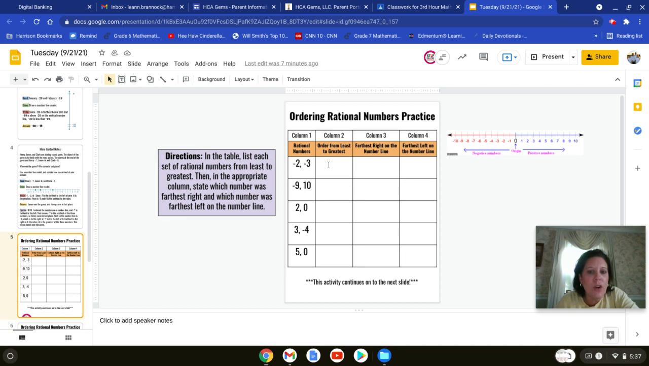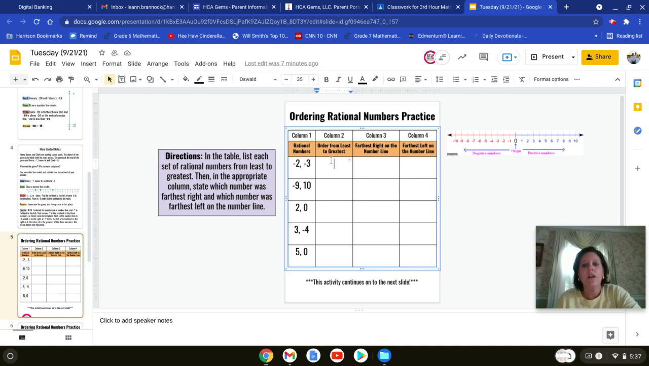I'm going to go over two of these with you just to help you understand. Now, if you're looking at -2 here, -3 is to the left. So which one's the farthest to the left? -3. Which one's the farthest to the right? -2. So to put them in order from least to greatest, -3 is the furthest to the left and -2 is the furthest to the right.